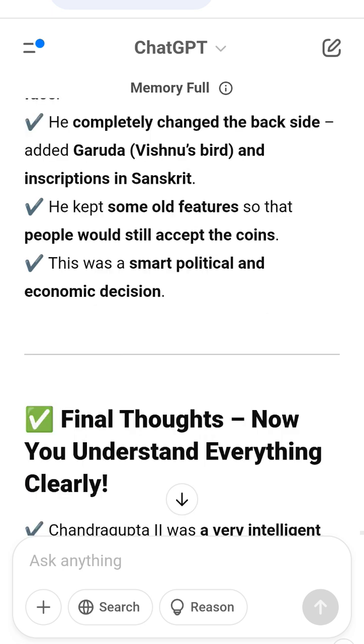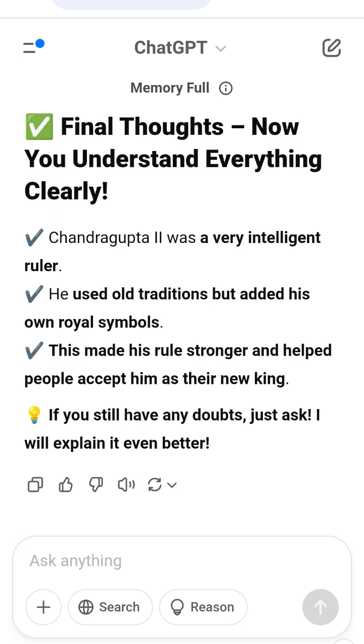Final thoughts. Now you understand everything clearly. Chandragupta II was a very intelligent ruler. He used old traditions, but added his own royal symbols. This made his rule stronger and helped people accept him as their new king. If you still have any doubts, just ask. I will explain it even better.